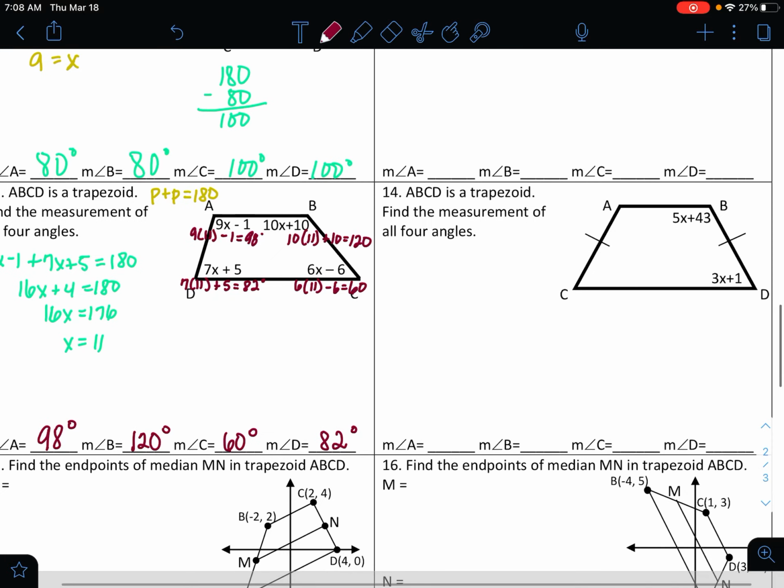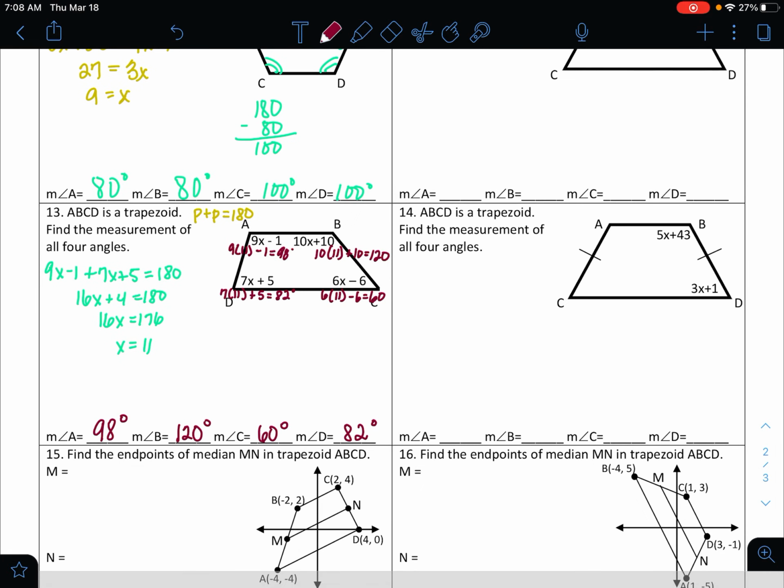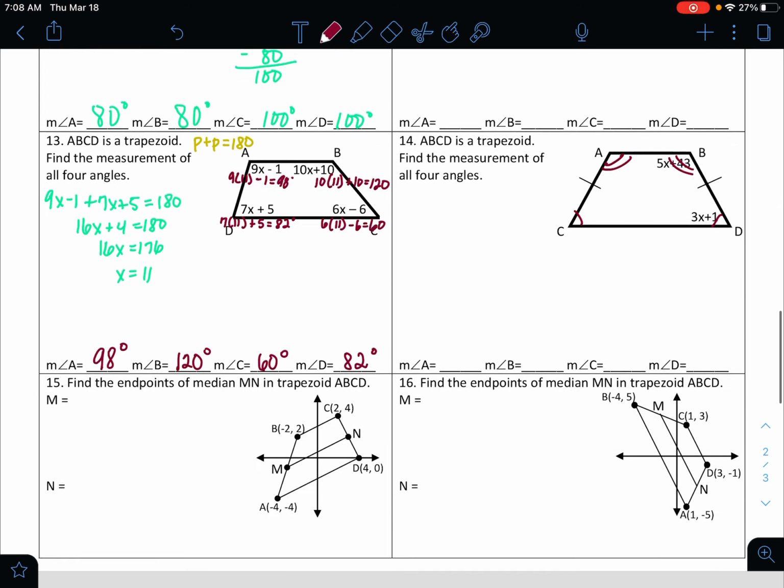All right, and you can do number 14 the same way. I know it looks different. Calm down, relax. Just add this one plus this one and make it equal 180. And since this is an isosceles trapezoid, angle C and angle D are equal to each other, so whatever you get for angle D, put it for angle C as well. Angle A and angle B are equal to each other, so whatever you get for angle B, put it for angle A as well.